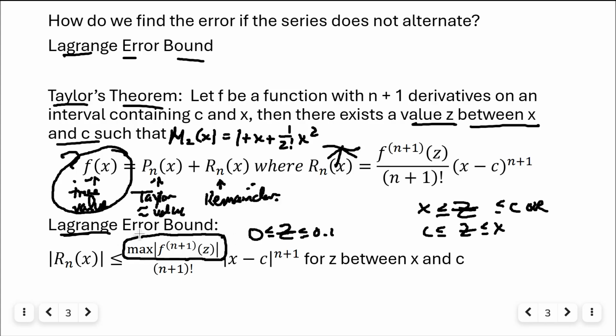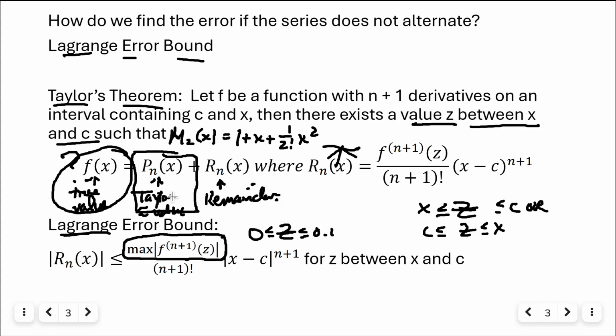That's the number I'm going to use here. So basically what Lagrange says is he's trying to put a cap on the error. He's trying to make the error as big as possible to say that the true value has to fall somewhere between the approximation that I got and the largest error that I could get. Okay? So he's not telling you what the exact answer is.